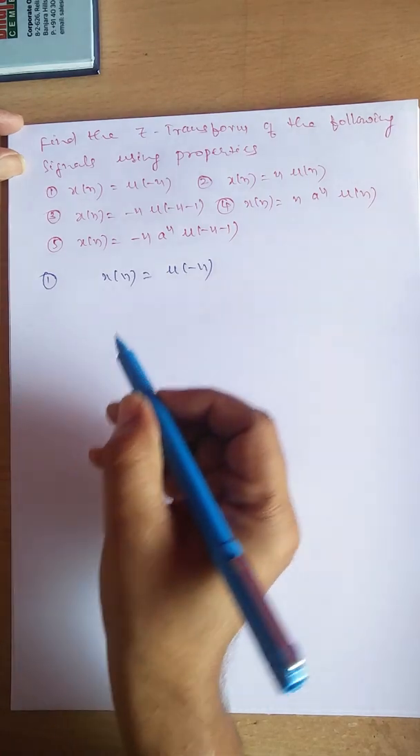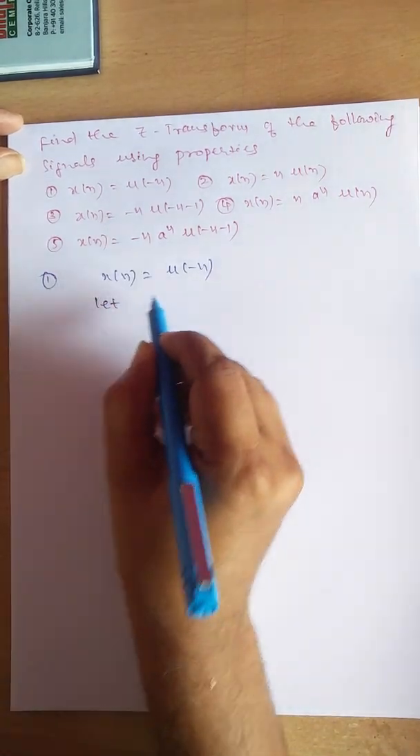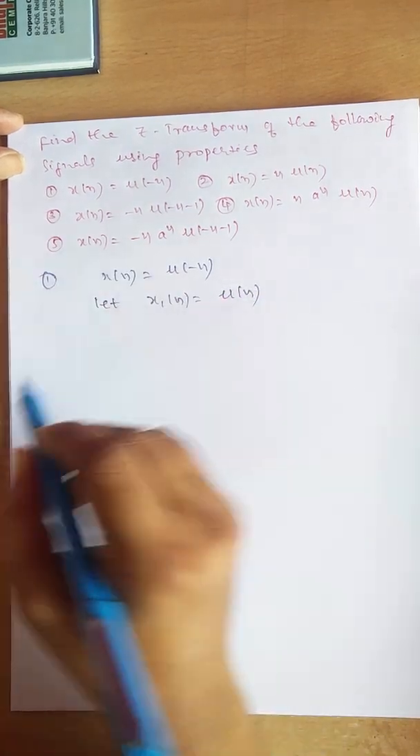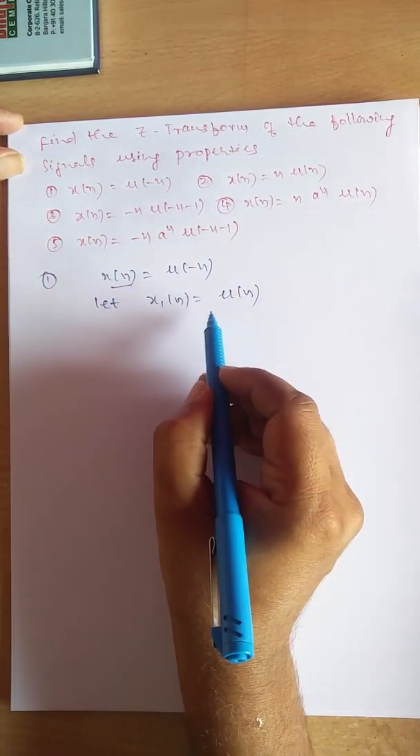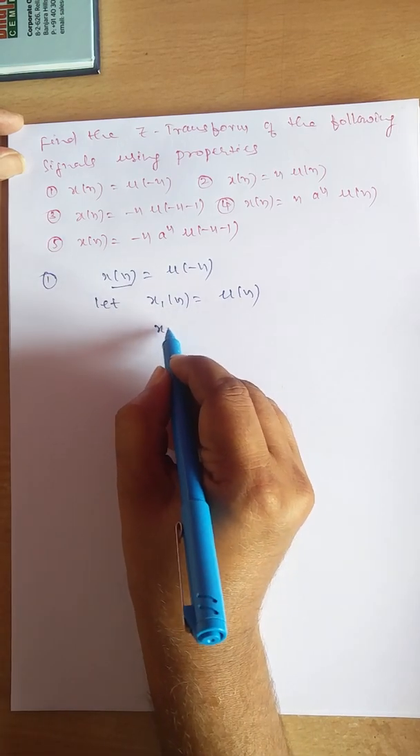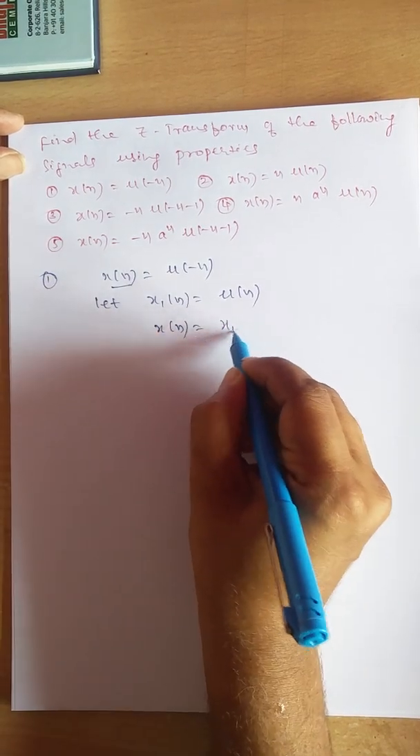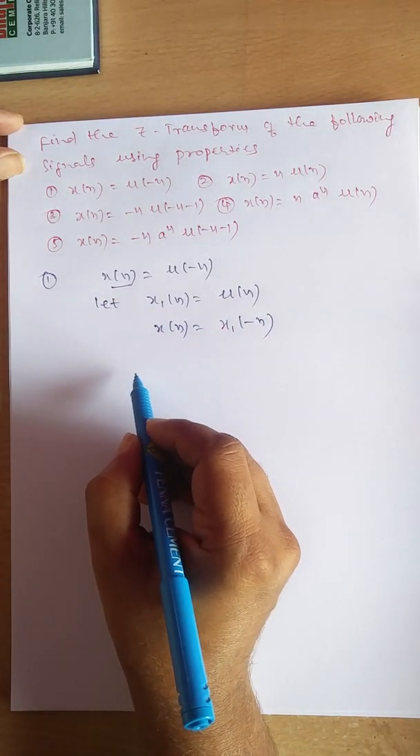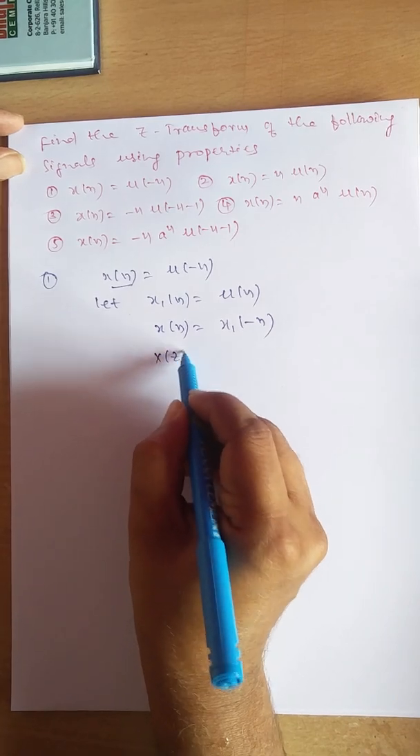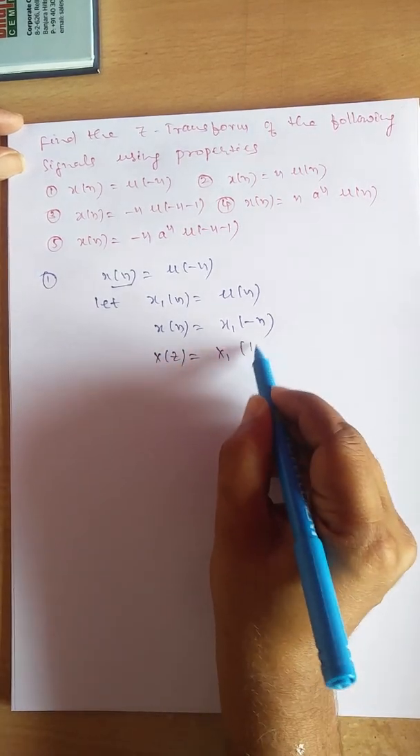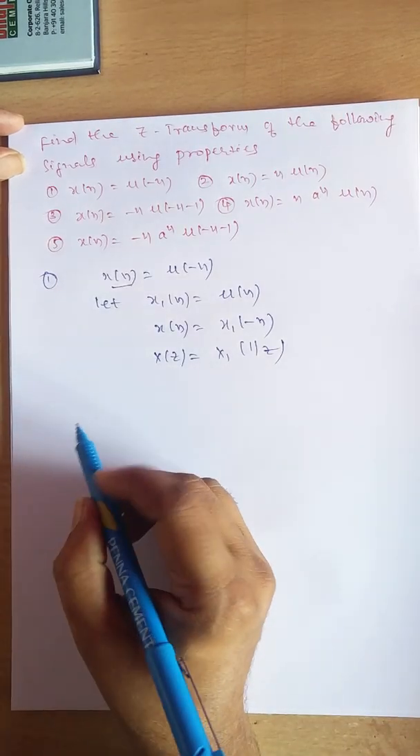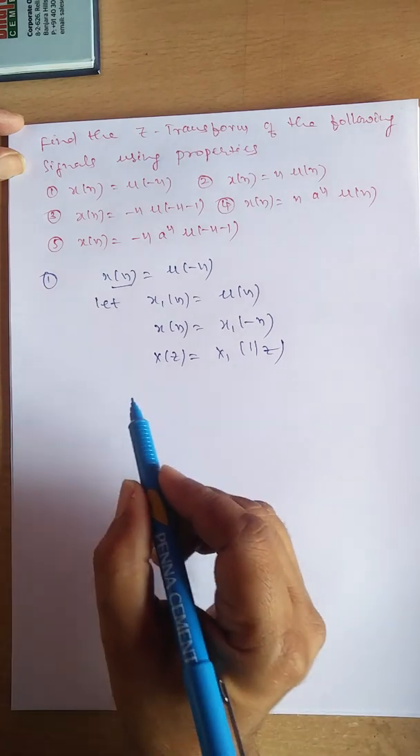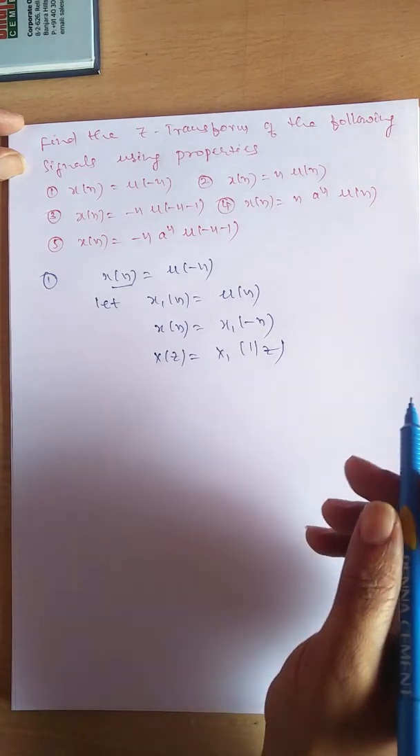Let x1 of n is equal to u of n. Then this x of n can be expressed as x of n is equal to x1 of minus n. Using time reversal property, we can write x of z is equal to x1 of 1 by z, because time reversal property says that x of n z transformation is x of z, x of minus n z transformation is x of 1 by z.